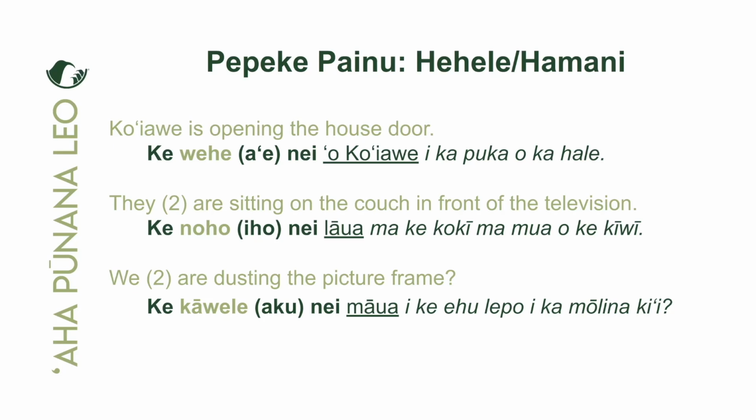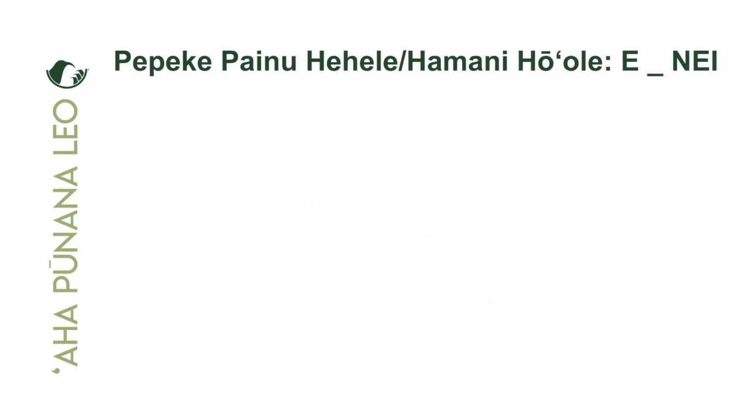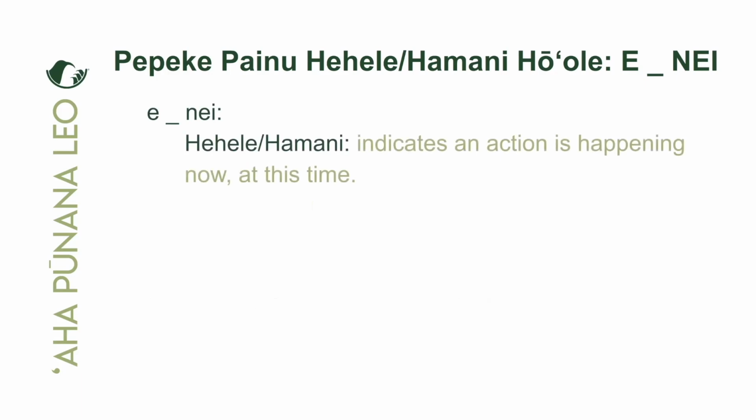Okay? Ho'omaluku no. All right, now we're gonna do the ho'ole. And remember in the last Ha'awina, we talked about making a positive statement negative by using the word 'a'ole. So let's take a look at this definition really quickly. Nei with hehele and hamani verbs indicates an action is happening now at this time. Same thing. The only thing is that it's going to be negated. And when we negate something, as you can see, it's no longer ke, right? So what happened to the k? It drops. We use e in the negative.